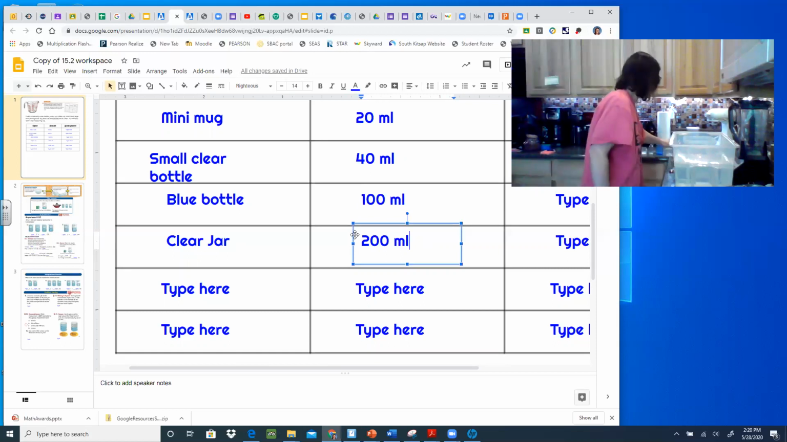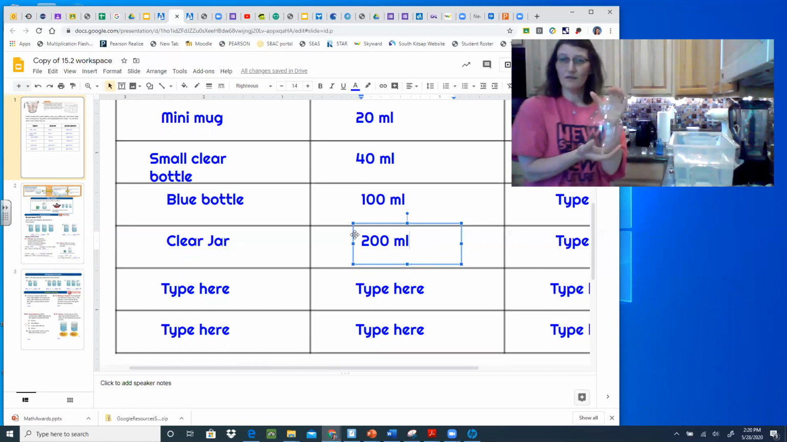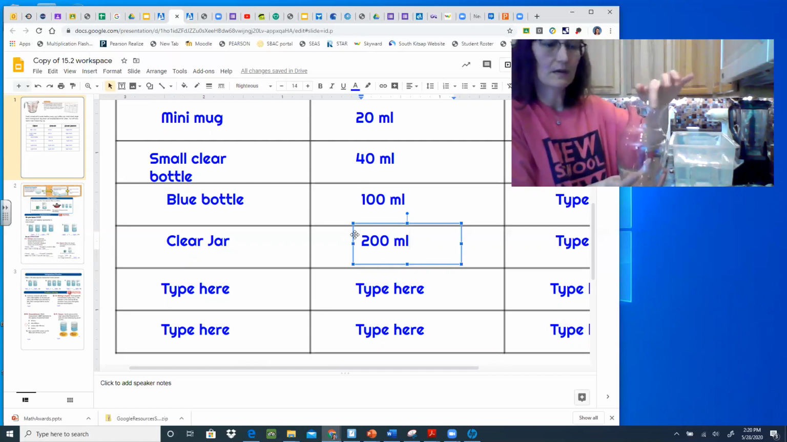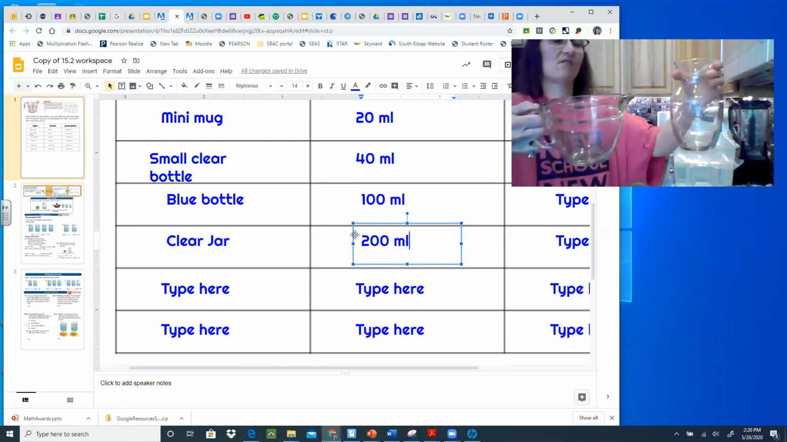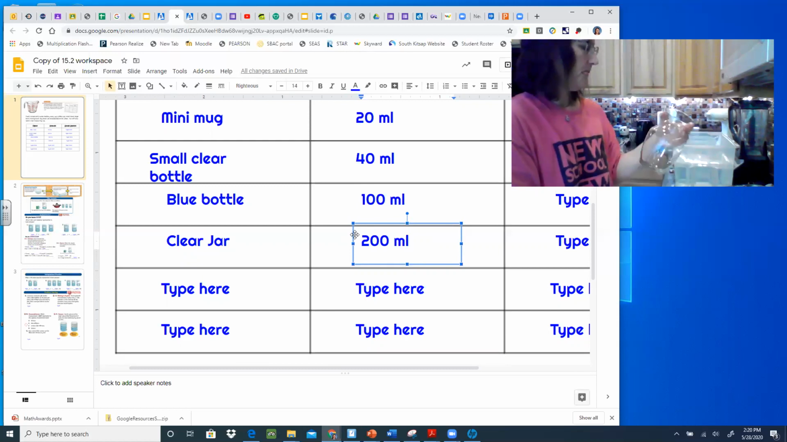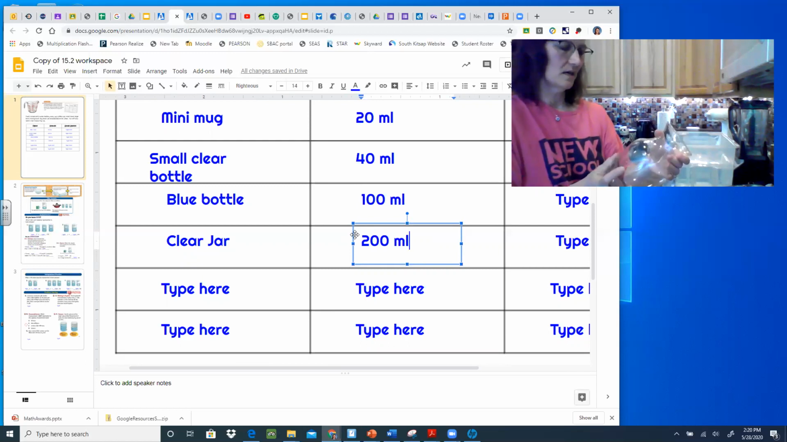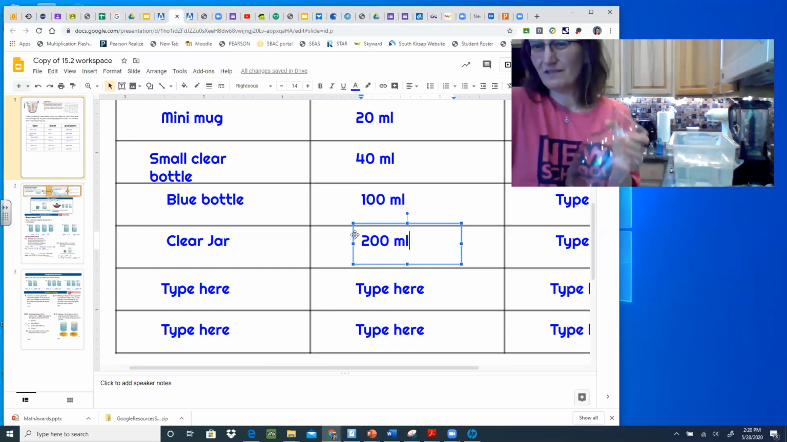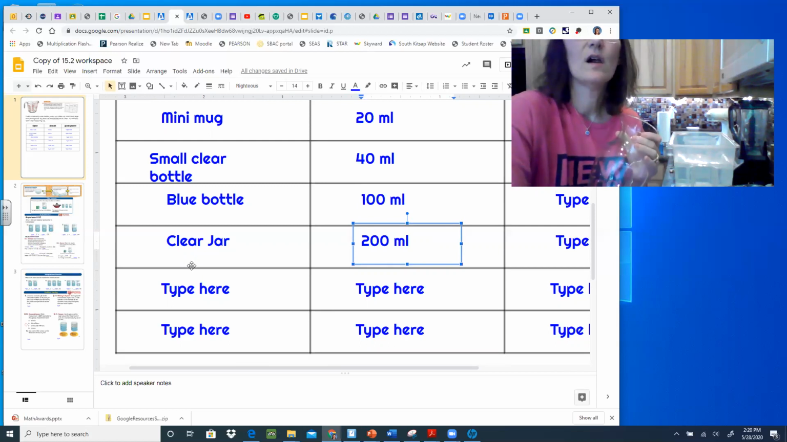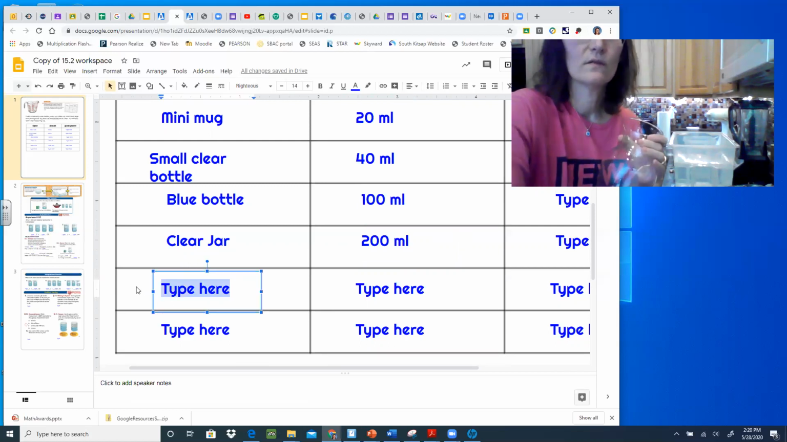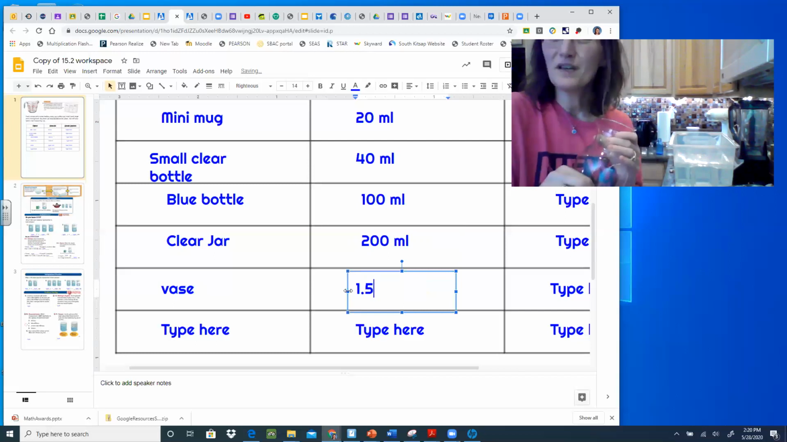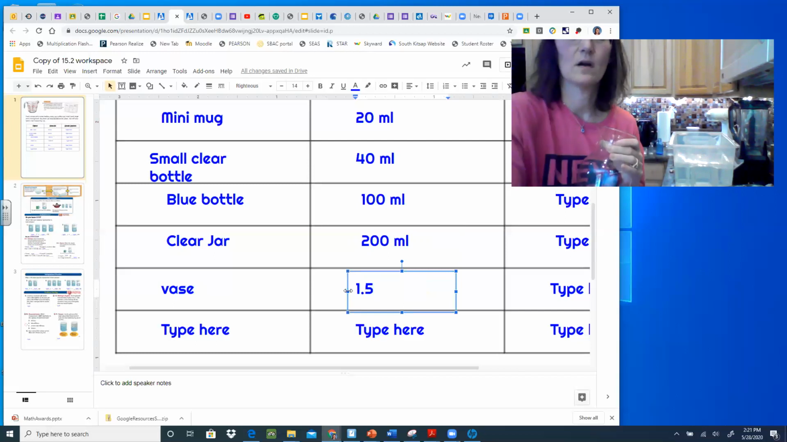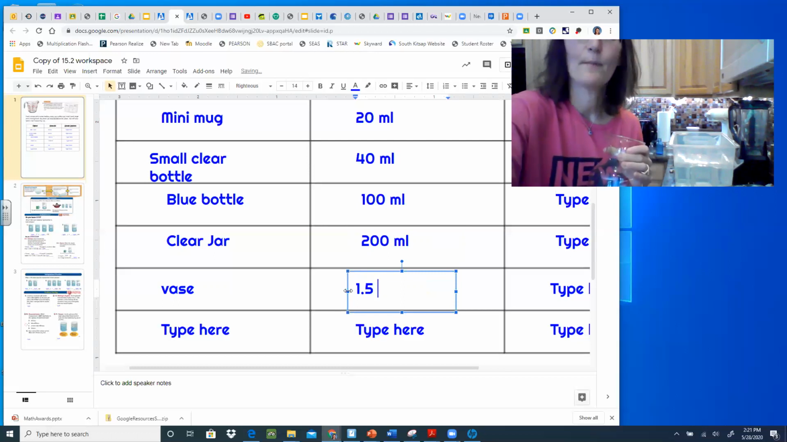Okay, now I got stuff that's bigger. And when I fill this one, I'm going to fill it close to the rim. That means the very top. And remember, this is a liter. So I think it's probably going to hold 1.5 liters. So I'm going to call it a vase. I'm going to call it 1.5 and then capital L for liter.